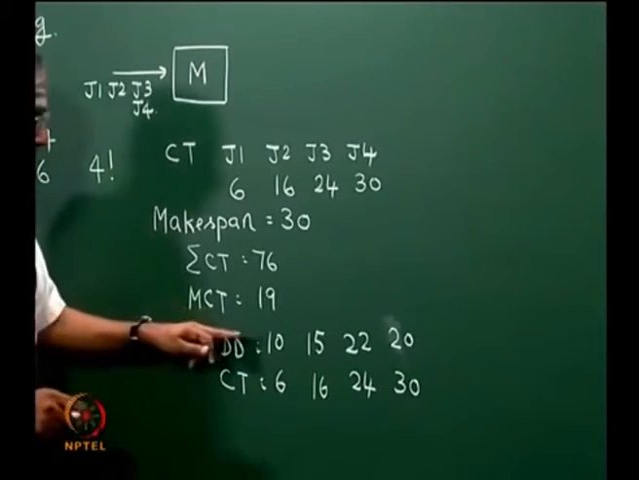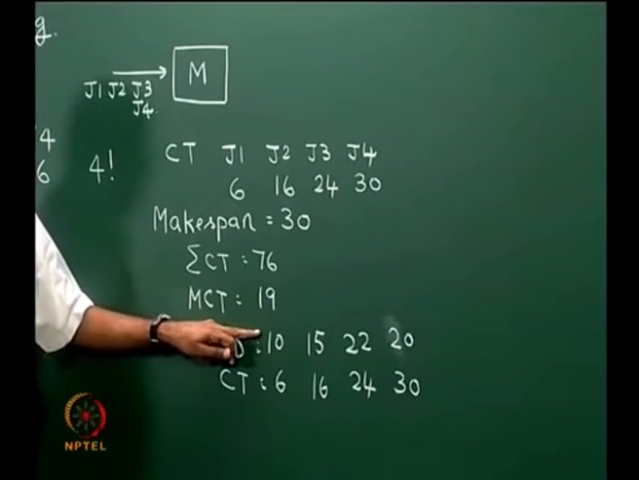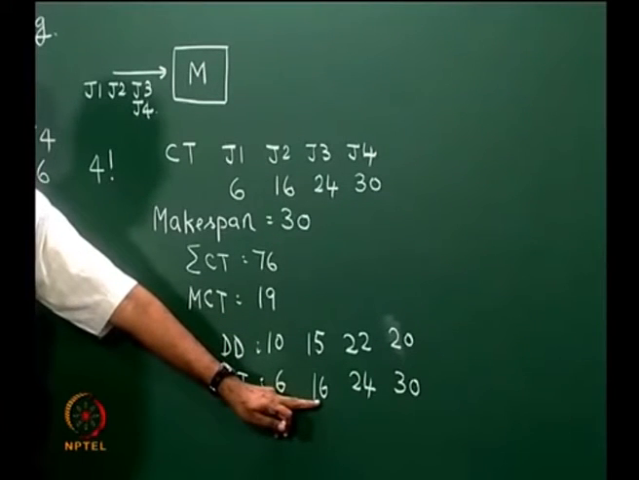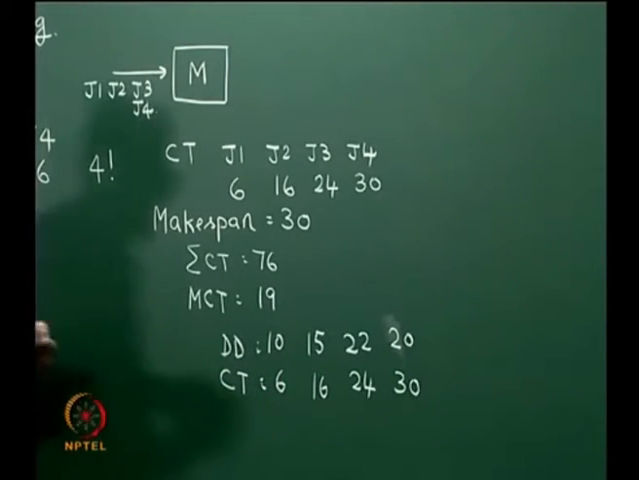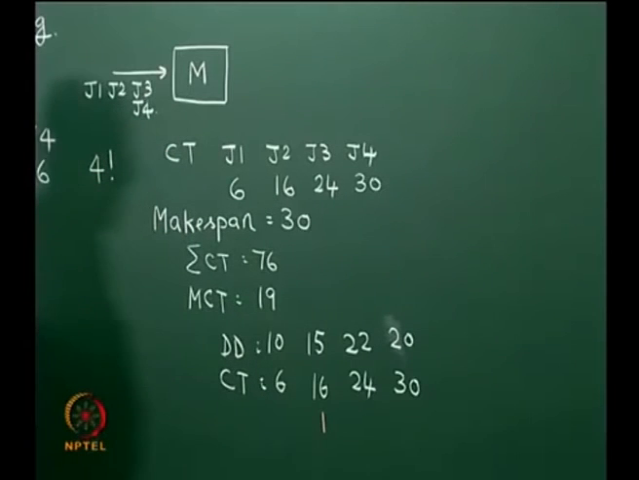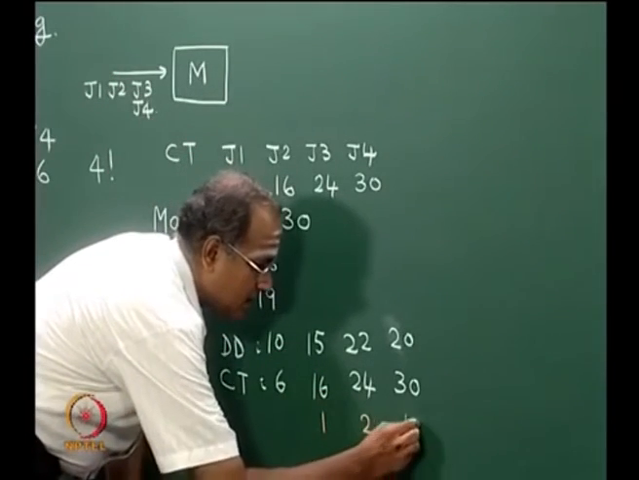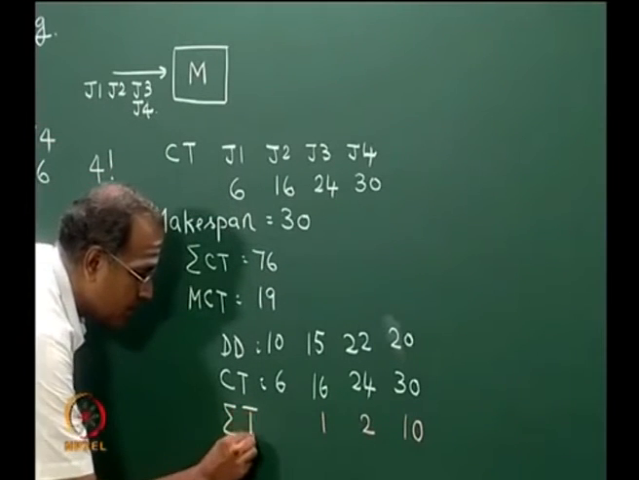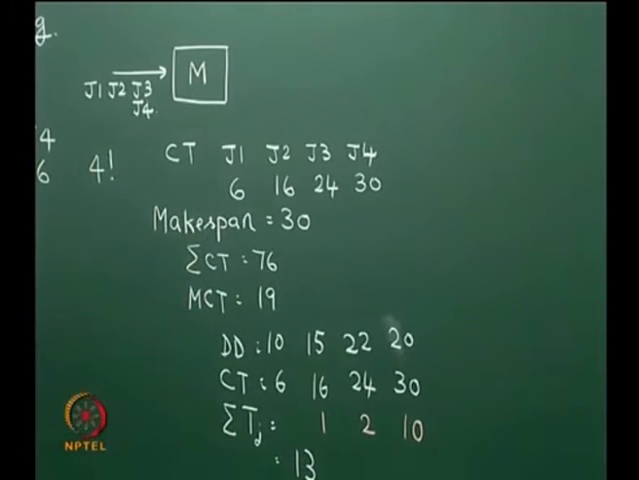Now, job 1 comes out at time equal to 6, its due date is 10, therefore, it is early. Job 2 comes out at time equal to 16, the due date is 15, so the completion time is more than the due date, so tardiness is 1. Here the tardiness is 2 and here the tardiness is 10, so total tardiness is equal to 13 for this.